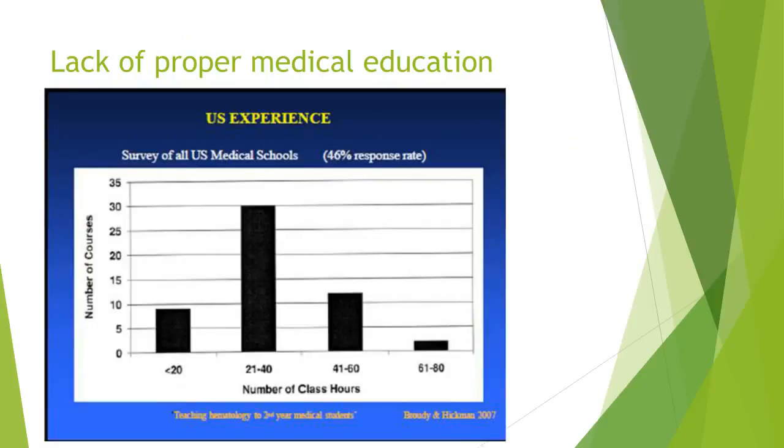This talks about one of those factors related to the providers, and this shows us in the United States, if you survey all the medical schools, and they had about a 46% response rate in this survey, how much time was spent on training and education in laboratory medicine for residents and medical students. As you can see, it varies from less than 20 hours in some medical schools to a maximum of 61 to 80 hours, but that's in a very low number of medical schools. Most of them are in that 21 to 40 hours, and then secondarily maybe in the 40 to 60 hours.